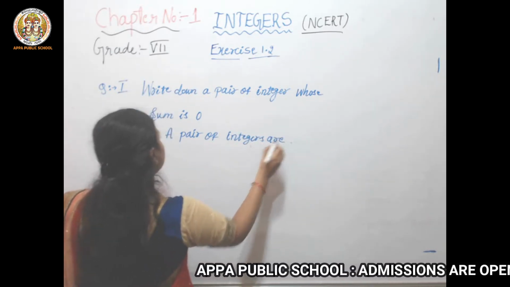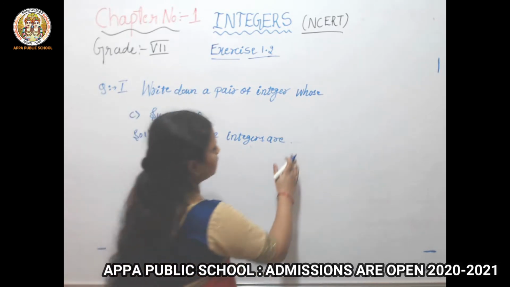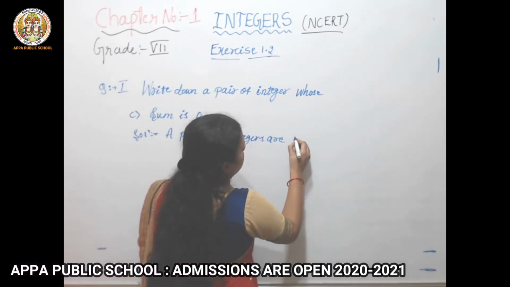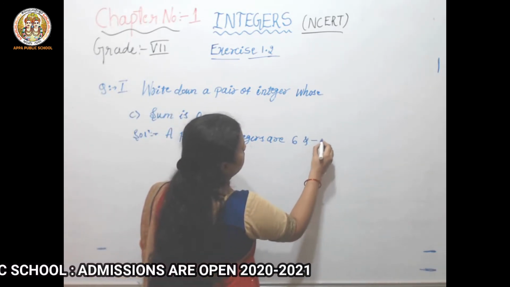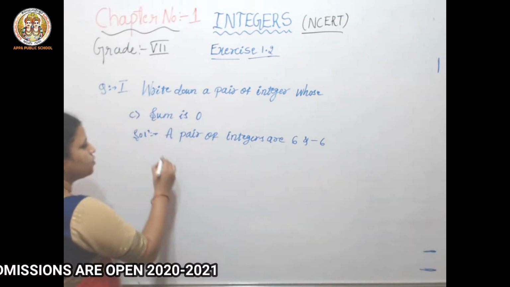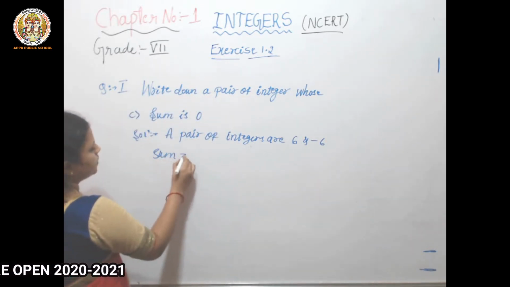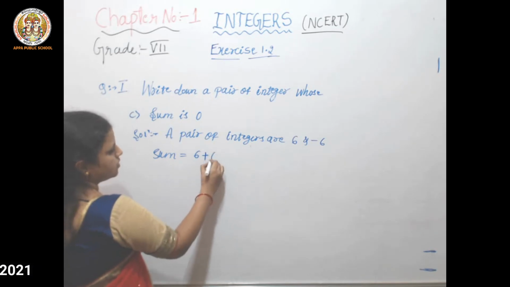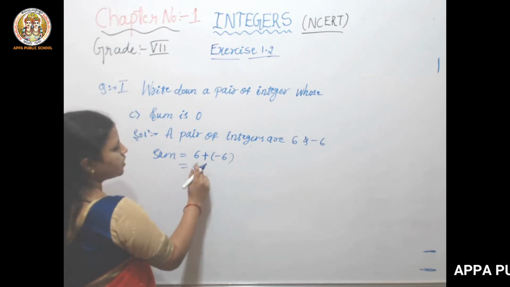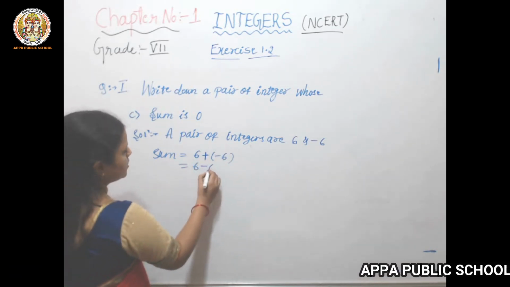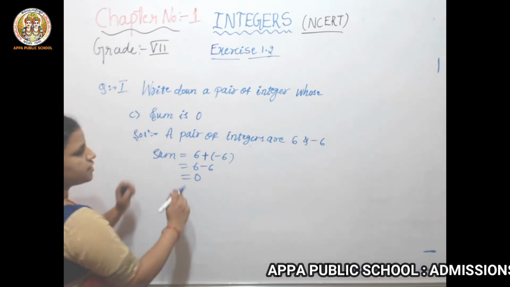So what are the pair of integers here? I will take here 6 and minus 6. Okay. So the sum is 6 plus minus 6. 6 plus into minus as minus 6. So the sum we got is 0.